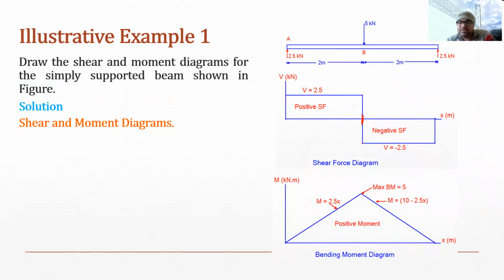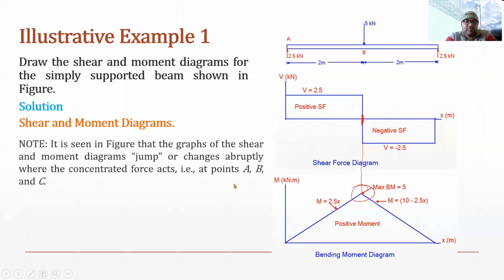And corresponding to this, the point where shear force is changing, bending moment is maximum. So we can infer from this statement that at the point where shear force is changing, generally, bending moment will be maximum. So that is what we can infer from this. And here we need to note something. It is seen in the figure that the graph of shear and moment diagram jumps or changes abruptly when the concentrated force acts, that is at points A, B, and C.